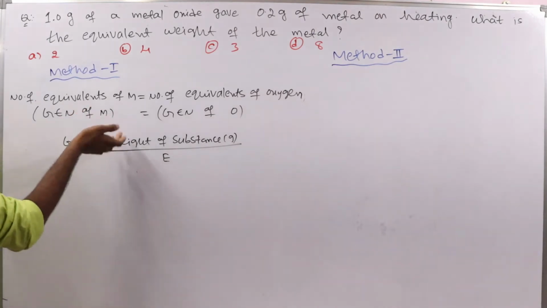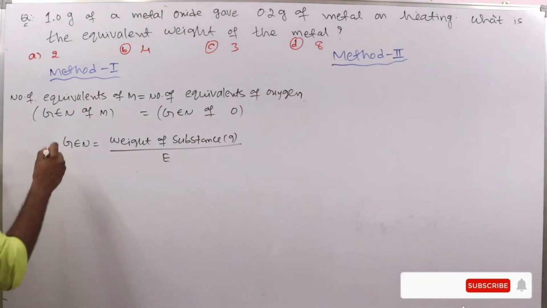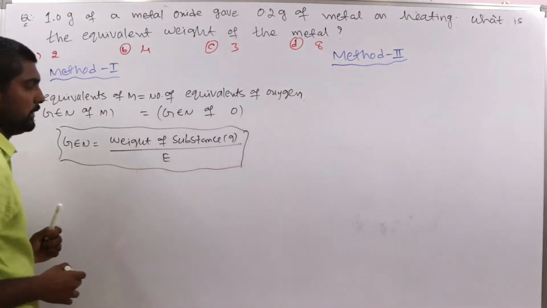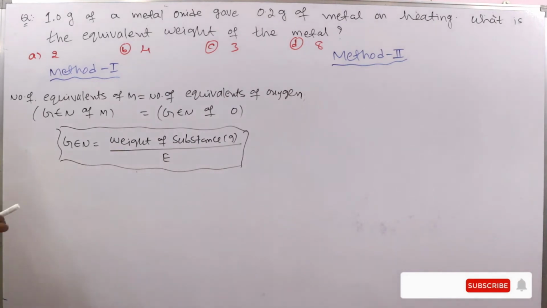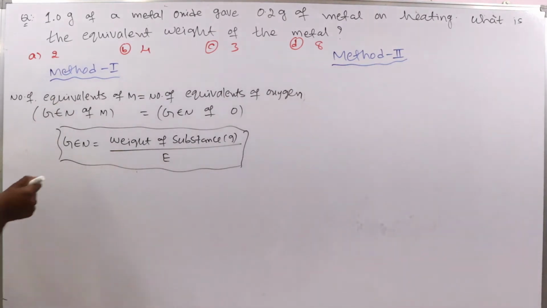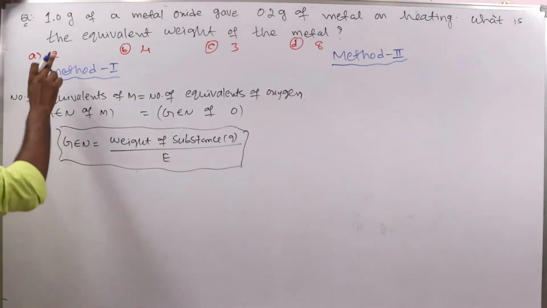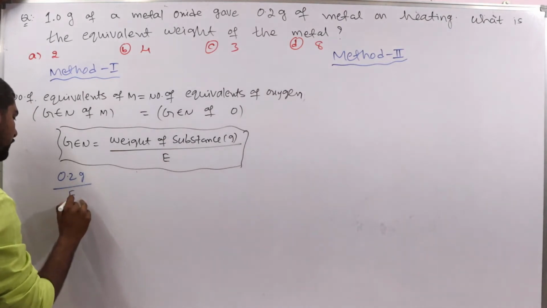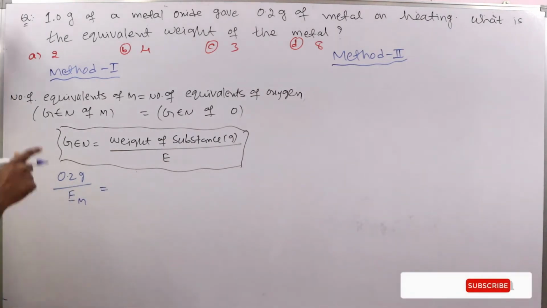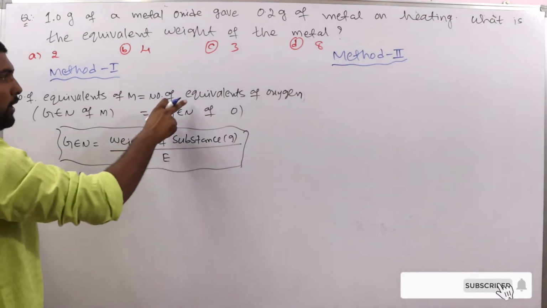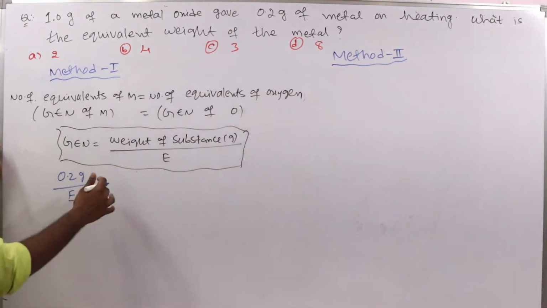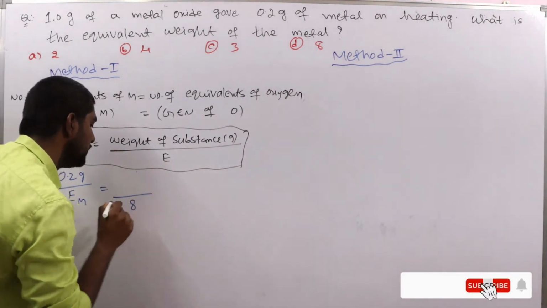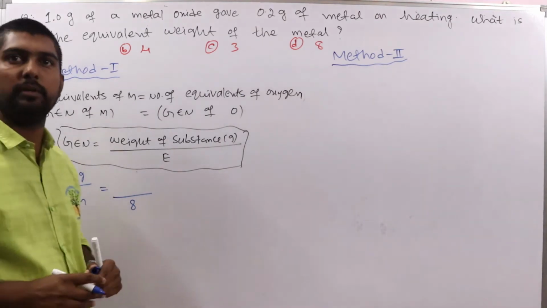Now if you substitute here, GEN equals weight by equivalent weight of that substance. So number of equivalents of metal is nothing but the weight of the metal, 0.2 gram, by the equivalent weight of metal, which we have to calculate. Now number of equivalents of oxygen equals weight of the oxygen by equivalent weight of oxygen. Equivalent weight of oxygen is 8. That I also already explained in the previous lectures.